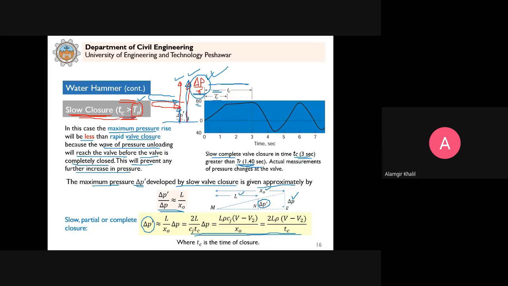This is the increase in or change in pressure due to slow closure, and it will be less than the rapid or instantaneous closure. Okay. So in case of rapid closure, the increase in pressure that we can calculate is the same as for instantaneous closure. But in case of slow closure, we can use this formula to calculate the increase in pressure.